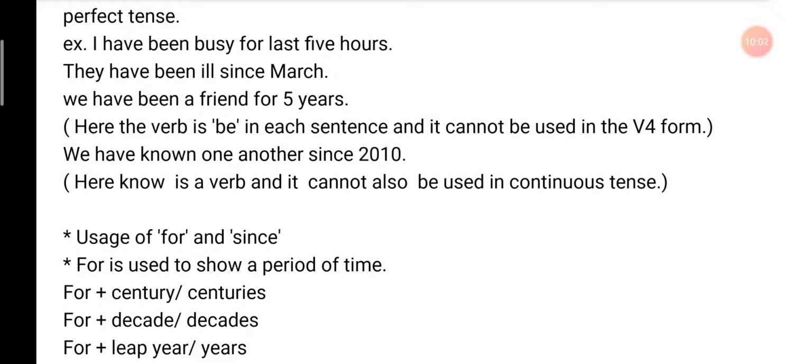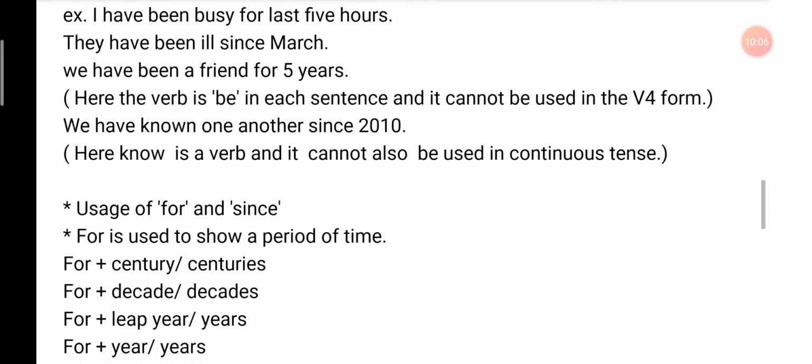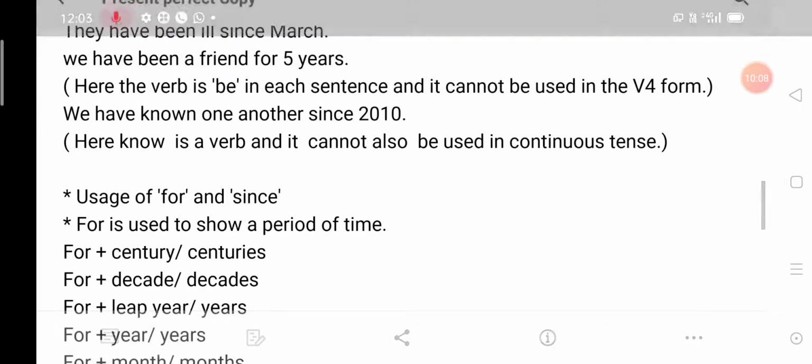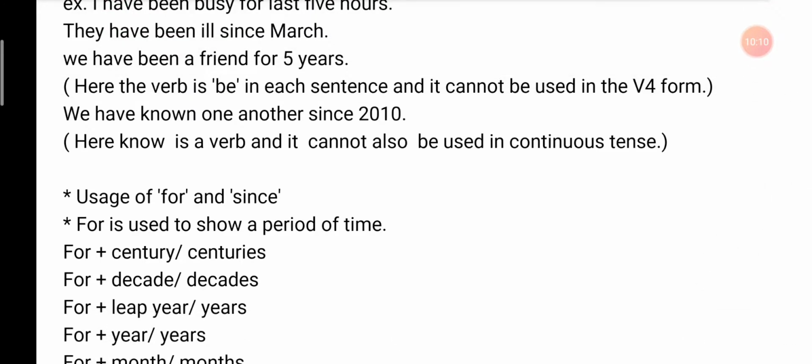We have been friends for 5 years. Here also a timing word is given, but there is no main verb, so we will use been as a V3. Now see, we have known one another since 2010. Here the main verb is know, and know cannot be used in a continuous tense. That's why we will use present perfect tense instead of present perfect continuous tense.